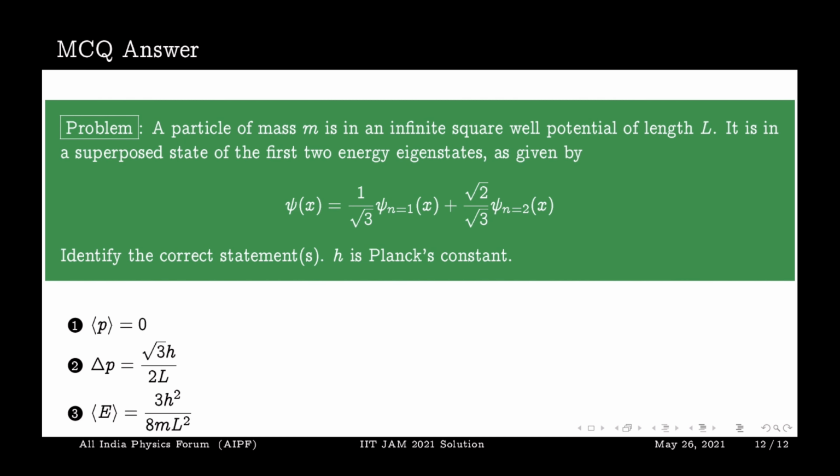So let us come to the problem. As we have calculated till now, the first option, that is the expectation of momentum, will be 0. So this fact is obviously correct. We have calculated the uncertainty in momentum, and that was simply square root of 3 by 2 h over L. So this fact is also true. The expectation of energy was 3h square upon 8 m L square. So this fact is also true.